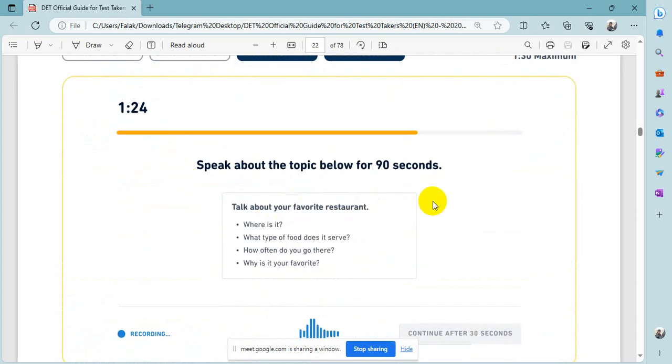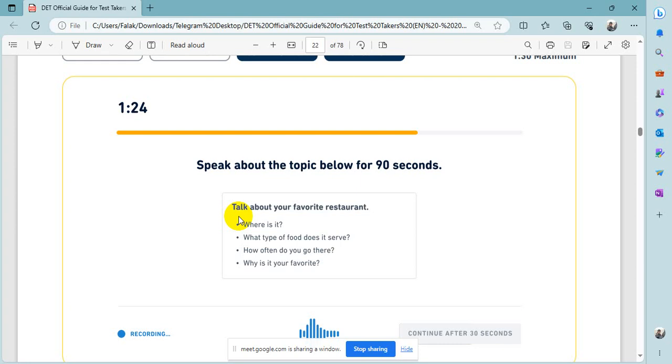You have the topic here. Speak about the topic below for 90 seconds. For example, the topic says, talk about your favorite restaurant. Where is it? What type of food does it serve? How often do you go there? And why is it your favorite? Yeah, 4 questions, and you can even talk about one of these questions for 90 seconds.